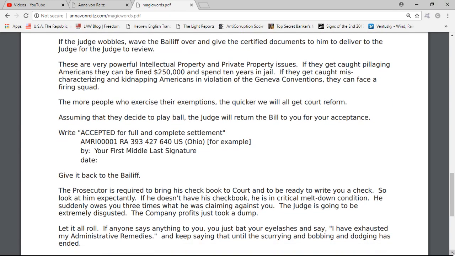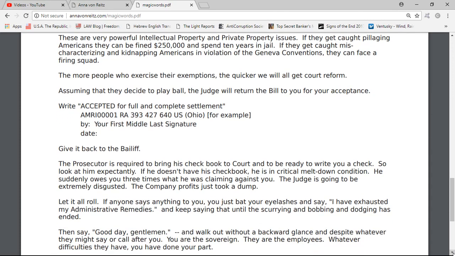If the judge wobbles, wave the bailiff over and give the certified documents to him to deliver to the judge for the judge's review. These are very powerful intellectual property and private property issues. If they get caught pillaging Americans, they can be fined $250,000 and spend 10 years in jail. If they get caught mischaracterizing and kidnapping Americans in violation of the Geneva Conventions, they can face a firing squad.